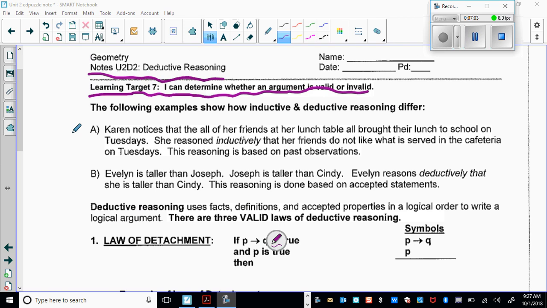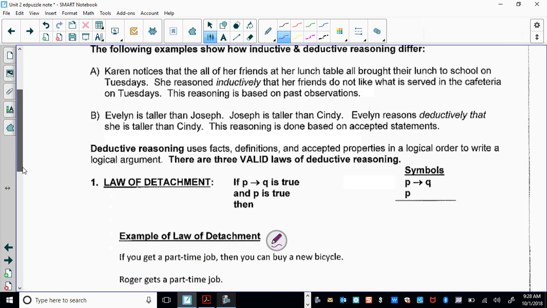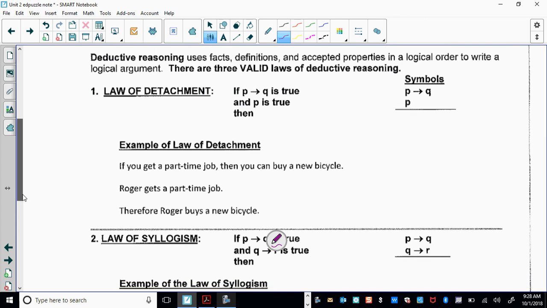Evelyn is taller than Joseph. Joseph is taller than Cindy. Evelyn reasoned deductively that she is taller than Cindy. You look at what the facts are: Evelyn is taller than Joseph, and Joseph is taller than Cindy, so Evelyn is going to be taller than Cindy. This is done based on accepted statements, the statements that we know about who is taller than the other. This kind of reasoning is called deductive reasoning.